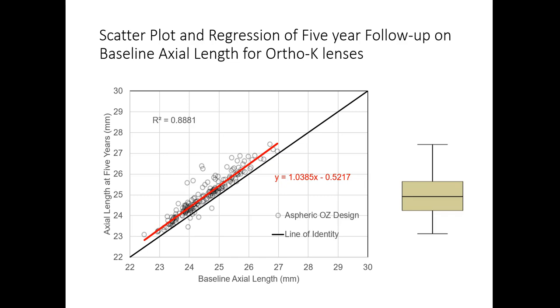Here we have a scatter plot and a regression of 5 years. This is that graph we showed a few minutes ago. And this is the formula, y equals 1.0385x minus 0.5217. So basically, for every unit increase in x, you get just a tad more than a unit increase in y. You can see that the red line down here is a little bit closer to the line of identity than this one. So it has just a tad greater than slope of 1.